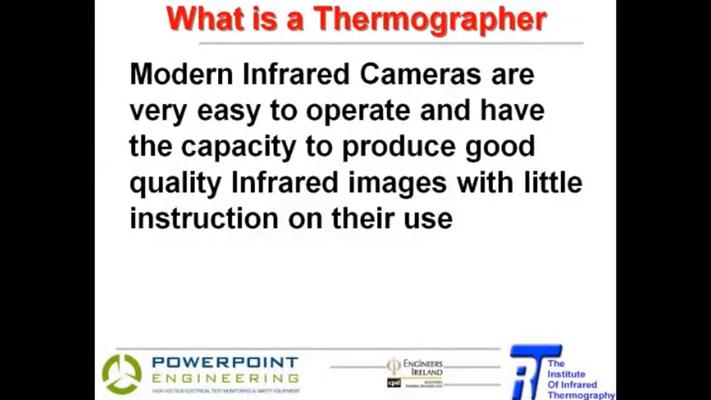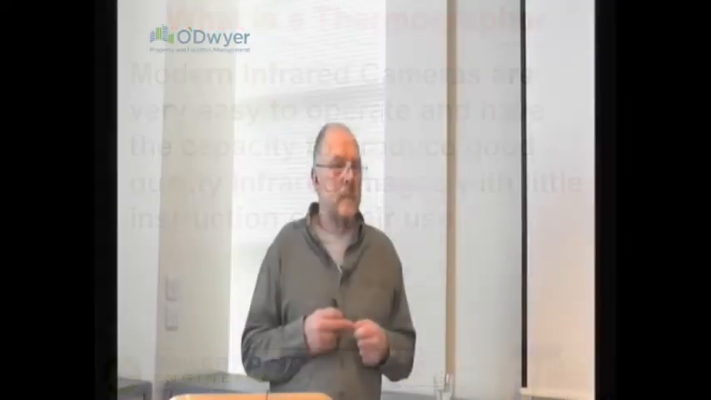As I said, modern cameras are very easy to use. You can pick the thing up, turn it on, point it at something, and they auto-range. As soon as you point the camera at something, it will look for the highest and lowest energy levels in that scene, and it will set itself to those energy levels, and it will give you an image. Very little instruction in terms of usage.